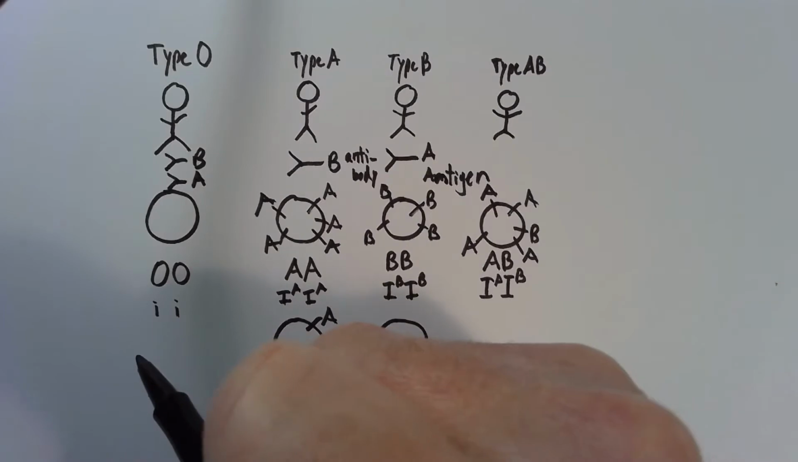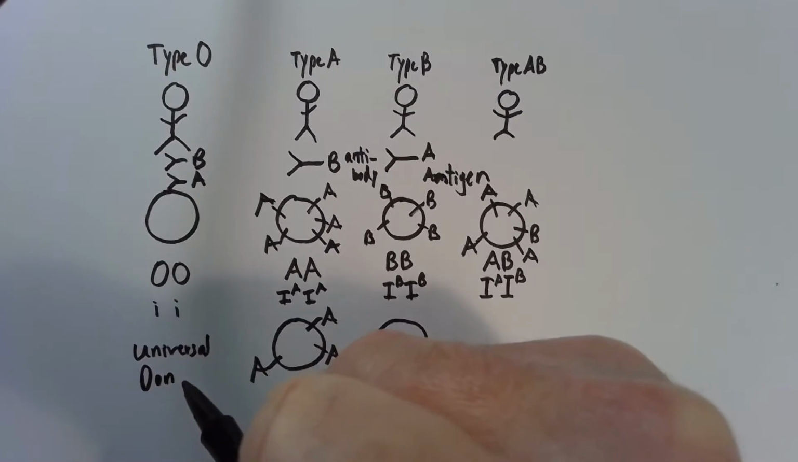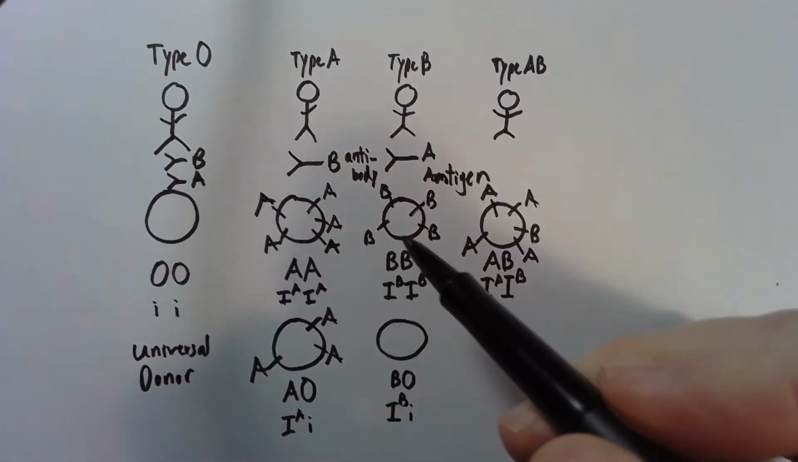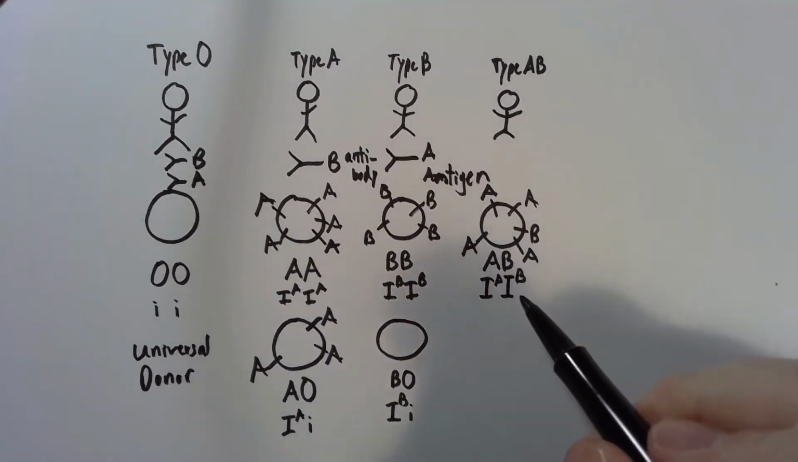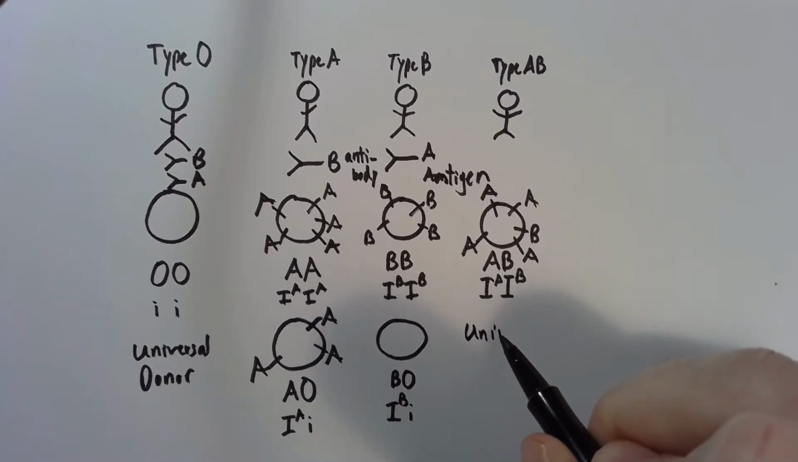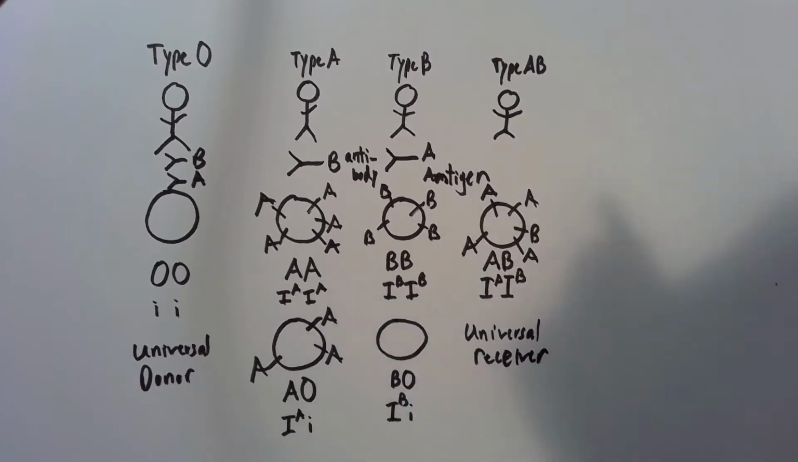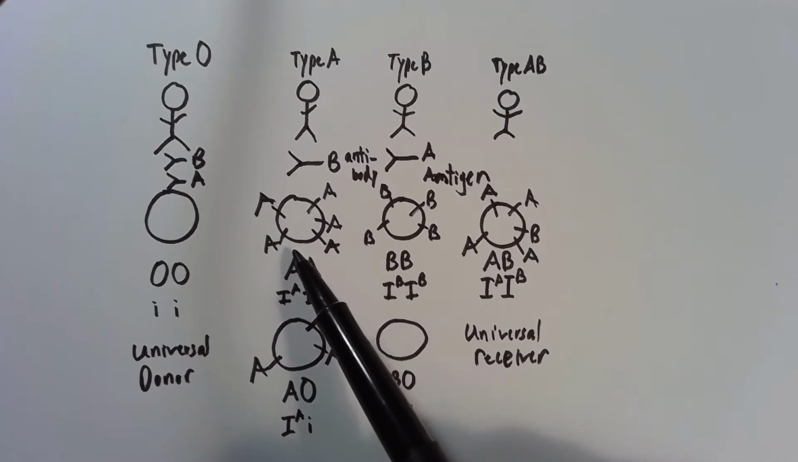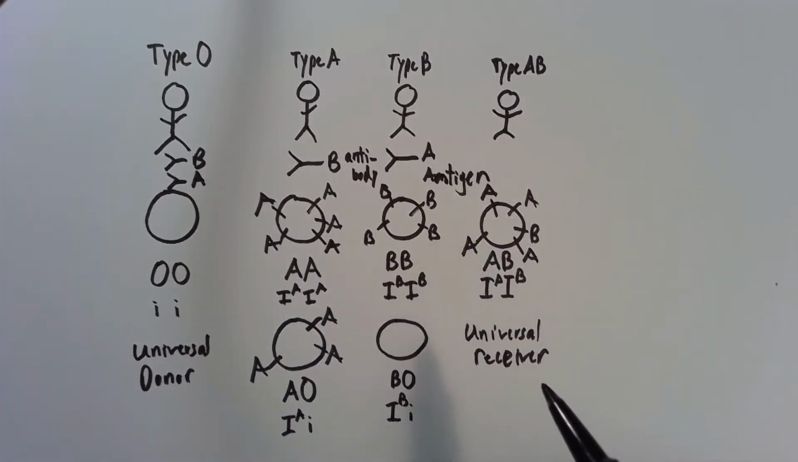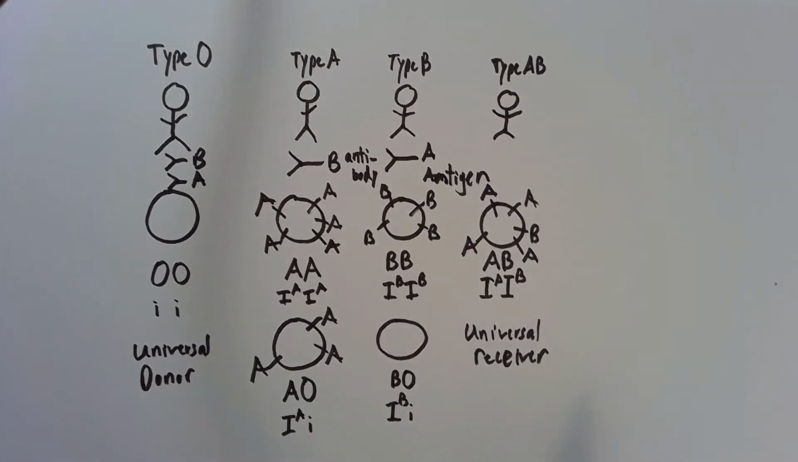So we call the OO universal donor, because this type of blood can go into a person who's type A, type B, or type AB. Type AB, on the other hand, is a universal receiver. Receiver because type AB has no antibodies, and so if it's type A, or type B, or type AB, or type O, the blood can go into a type AB body. No antibodies means it doesn't really attack anything.